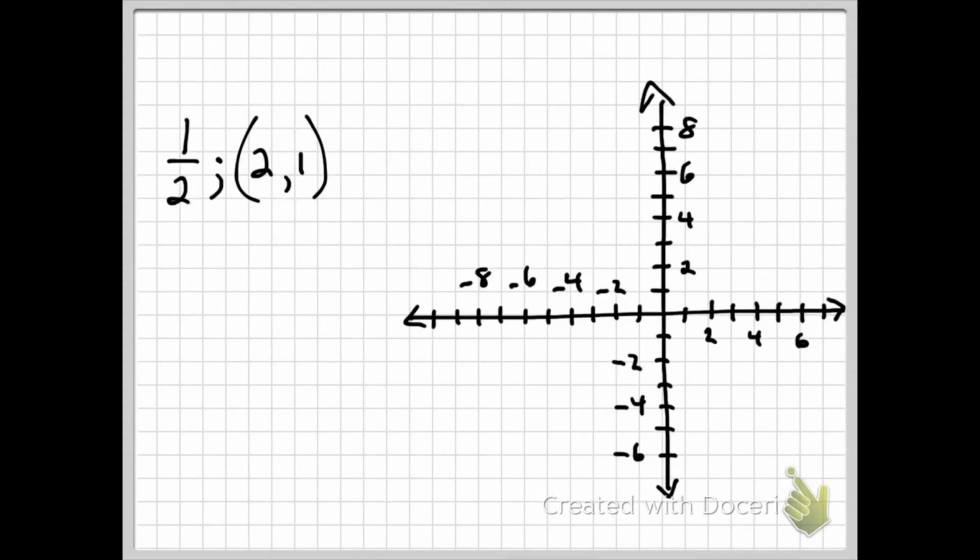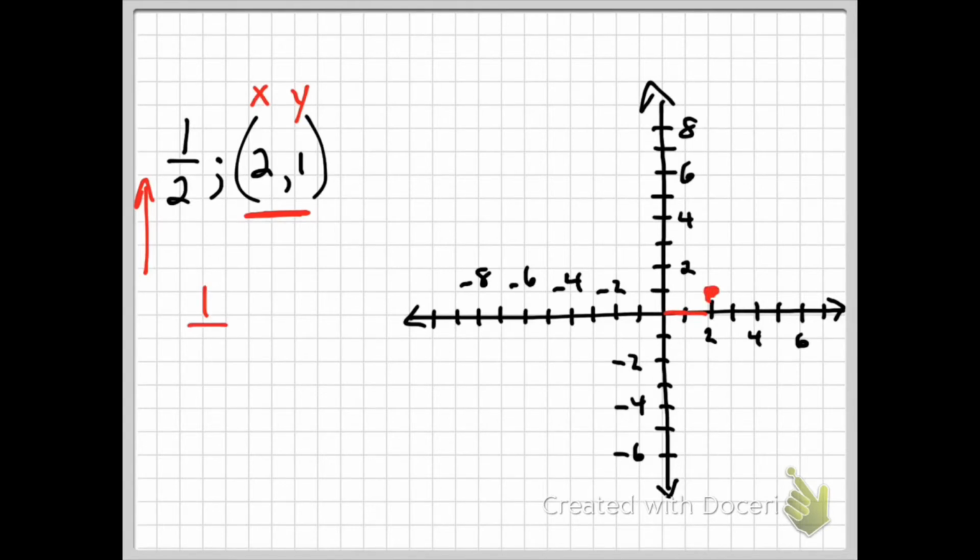All right, let's take a look at this new problem here. We can see that this time there's nothing in front. Just like when we were dealing with one-step equations, we assume that it's positive. So this is actually our starting point, the 2 and 1. We have x, y. So this should put us in the first quadrant. So we're going to go to the right 2, up 1, and this is our dot.